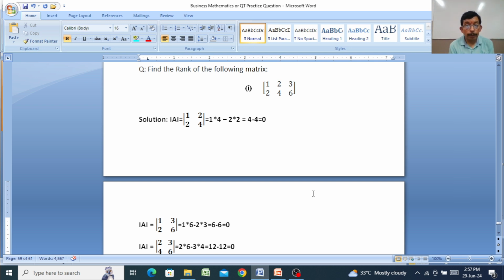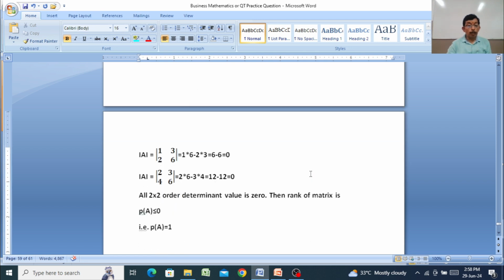First we take the first two rows, then the value of the determinant is 0. Now we calculate: if the value is non-zero, then the rank of the matrix is 2, but the value is 0. Now we calculate the second determinant value of 2 by 2 order. We take the first and third column, then the value is also 0. Now the last determinant value, we take the second and third column. This value is also 0.